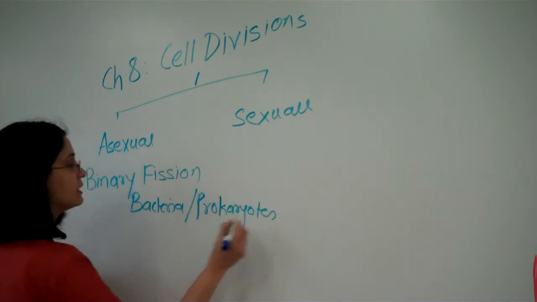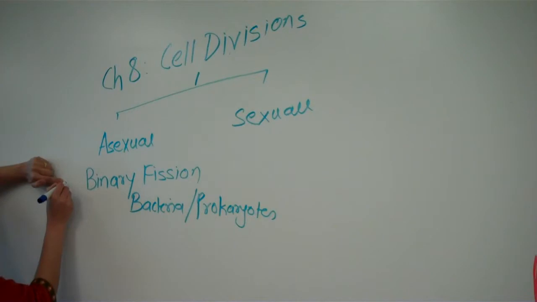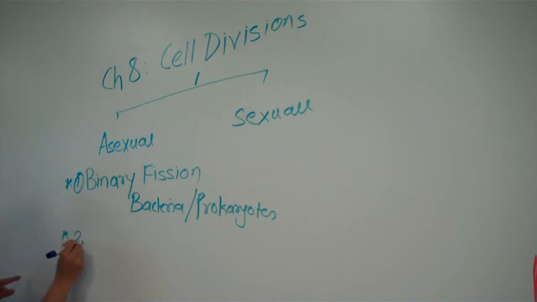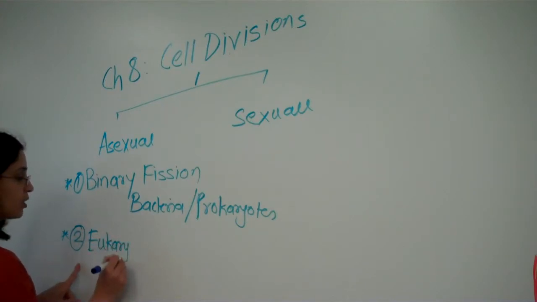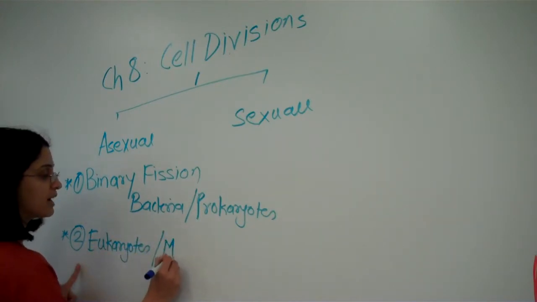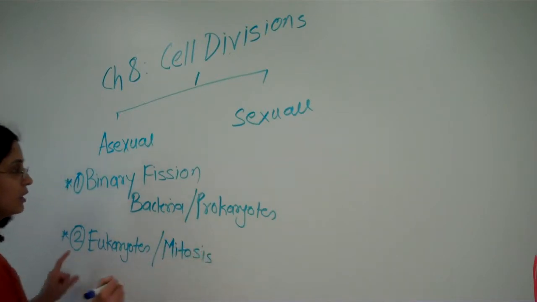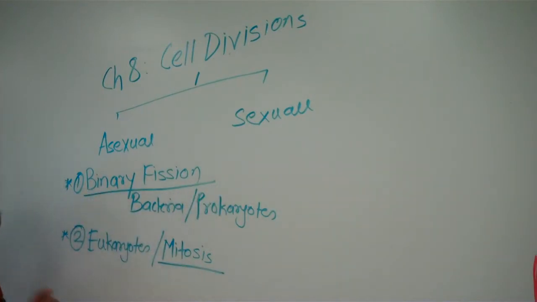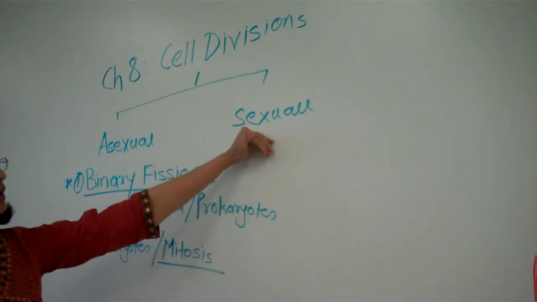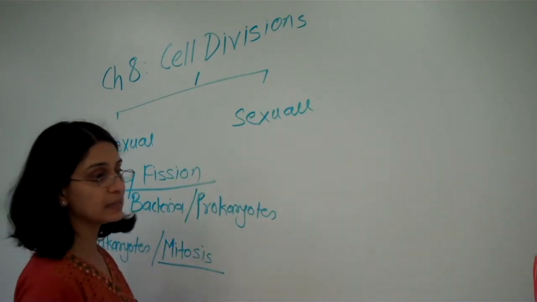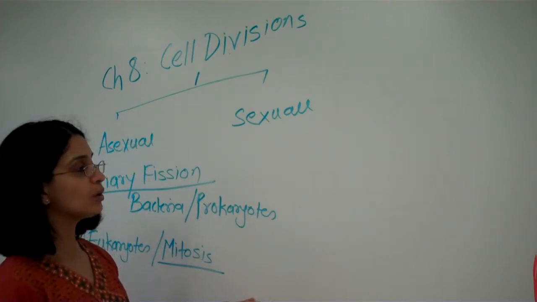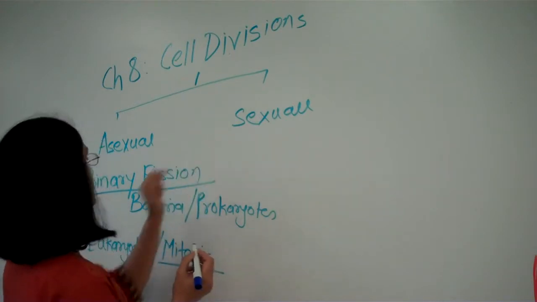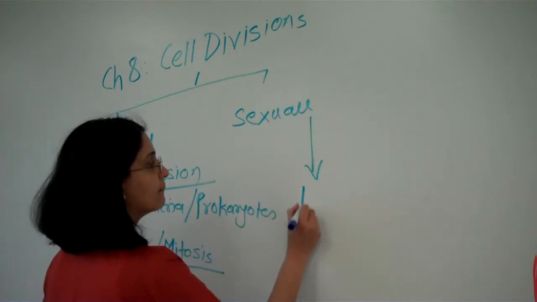Okay, so the asexual cell division seen in bacteria or prokaryotes is called binary fission, whereas the asexual cell division seen in eukaryotes, or bigger organisms like us, is known as mitosis. So binary fission and mitosis are the two asexual types of cell division. In contrast, sexual cell division is seen only in eukaryotes, which have two different genders or two different sexes. That type of division is known as meiosis.